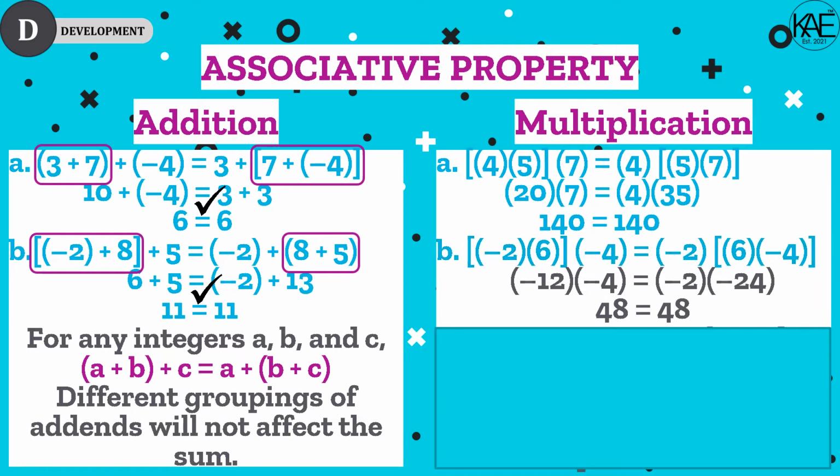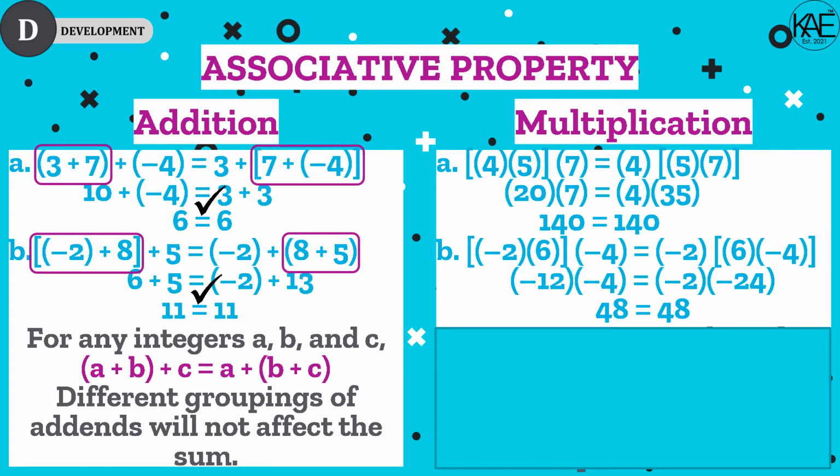Letter B example, the quantity of negative 2 times 6 multiplied to negative 4 is also equal to negative 2 multiplied to the quantity of 6 times negative 4, which will give us negative 12 times negative 4 is equal to negative 2 times negative 24. Answers: 48 is equal to 48.